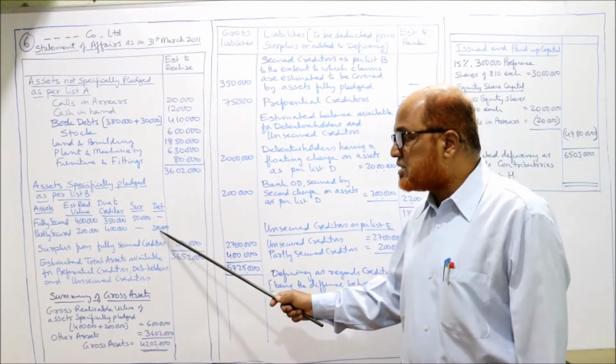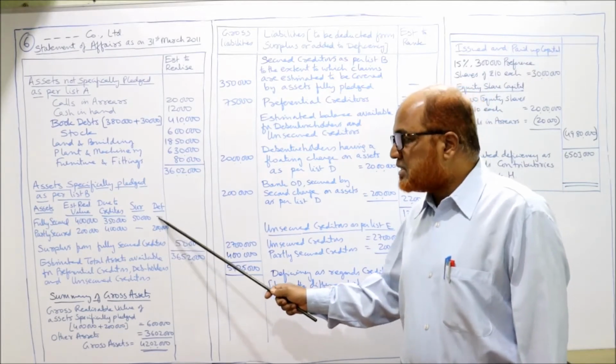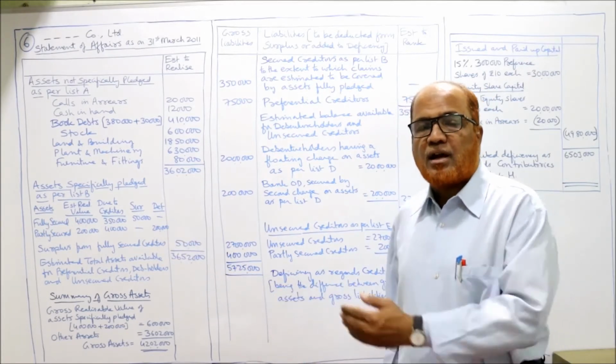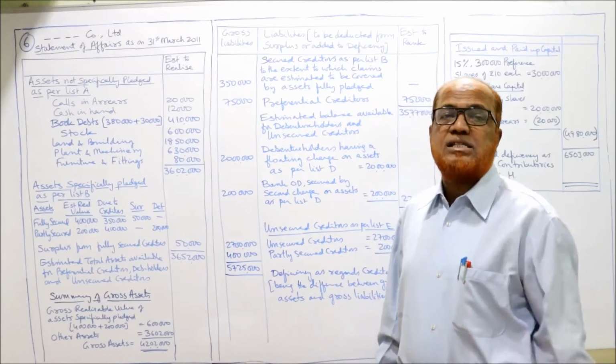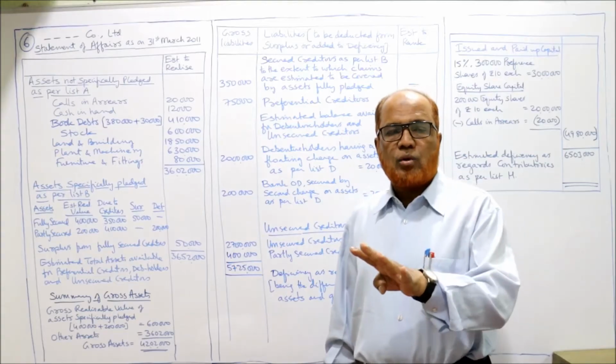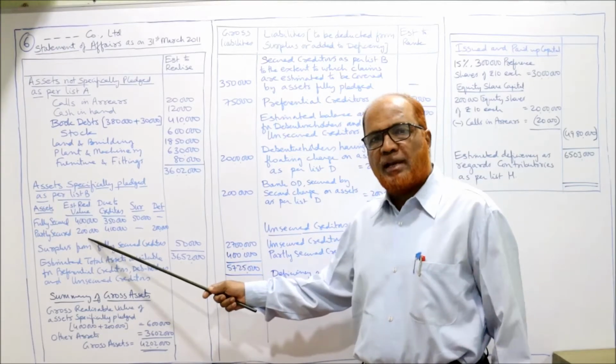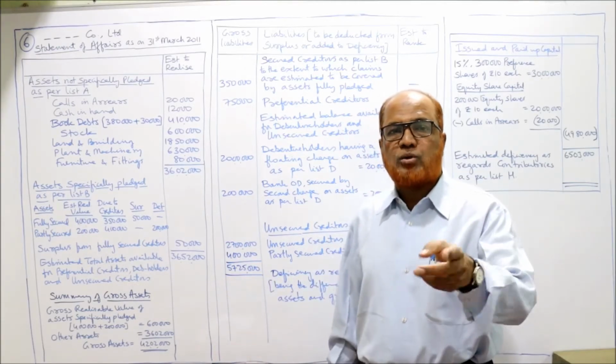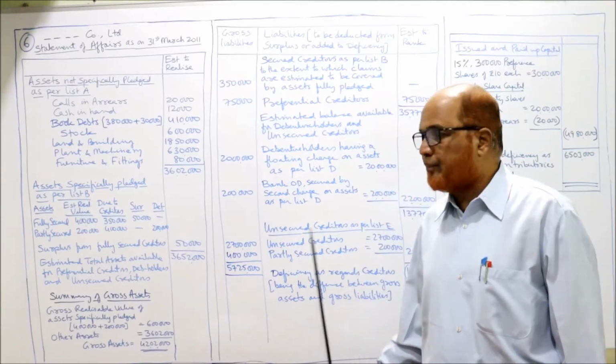So there is a deficiency of 2 lakh. This deficiency of 2 lakh will come under list E, unsecured creditors. तो 4 लाख रुपये देना था, उसमें से 2 लाख रुपये सिक्योरिटी के मिल गए वो लोग को, बाकी के 2 लाख रुपये जो देने का है वो अनसिक्योर्ड में लेंगे.